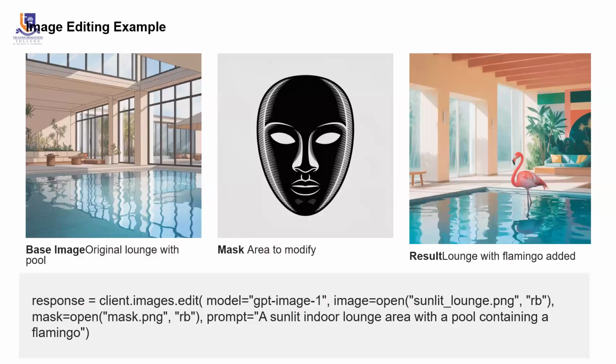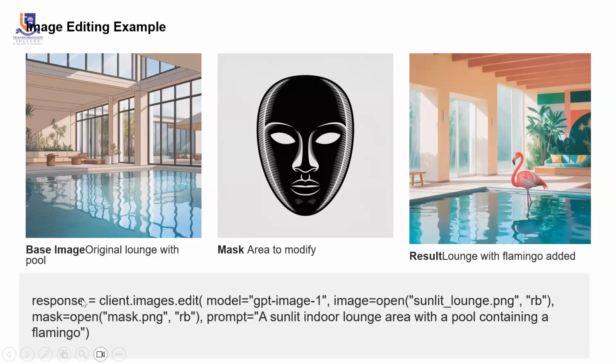Now this is where we try to understand an image editing example. We have the base image, and this is just to illustrate the point. This is an original lounge with the pool. We add a mask to specify the areas that we want to modify, right? So we add the mask on that base image, and then we add the prompt to specify, okay, I want you to modify the image so that it looks like the final result.